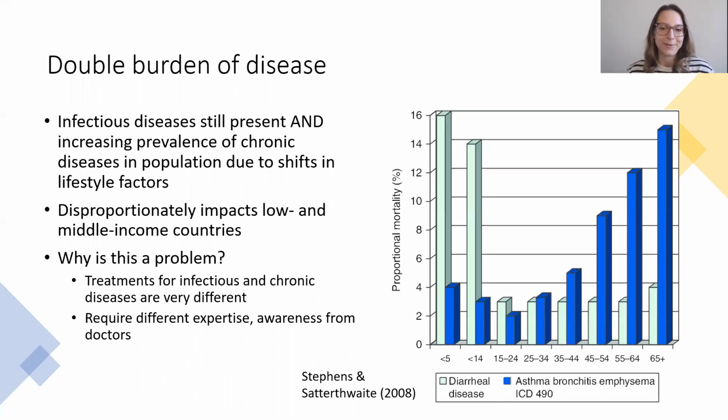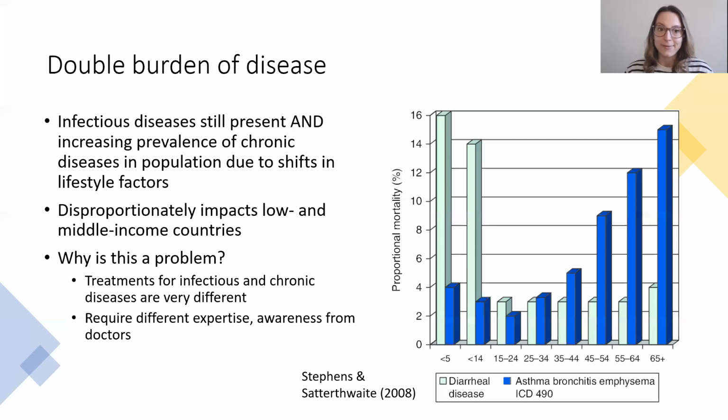Now, as you can imagine, the transition between these epidemiologic stages doesn't happen overnight. It takes time for many places to shift from the early stages of the transition model where infectious diseases are predominant to later stages where chronic diseases become much more prevalent. So many places in the world face what we call a double burden of disease, where infectious diseases are still present, but the prevalence of chronic diseases is also rising due to shifts in lifestyle factors, as well as longer life expectancy due to medical advancements.